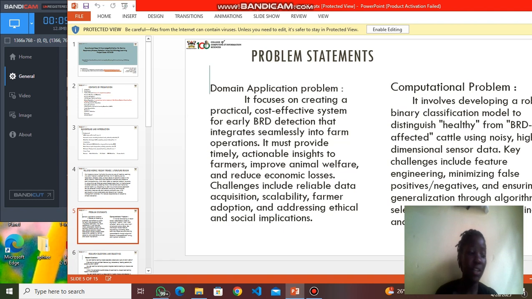For the domain application problem, you're basically focusing on the challenge in the project: to come up with a system that can seamlessly integrate into farm operations, thus providing timely, actionable insights to farmers, improving animal welfare, and reducing economic losses. Some of the challenges include reliable data acquisition, scalability, farmer adoption, and addressing ethical and social implications.